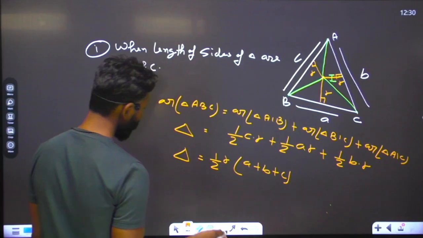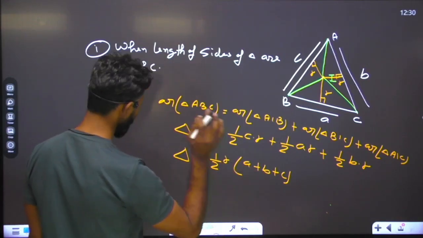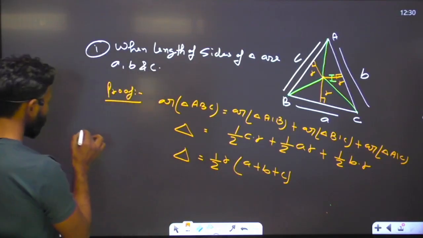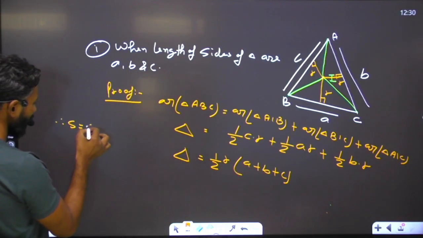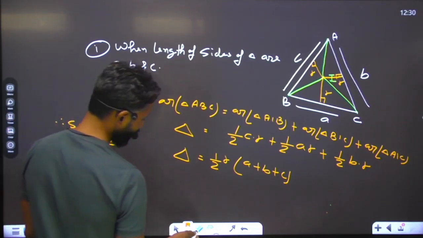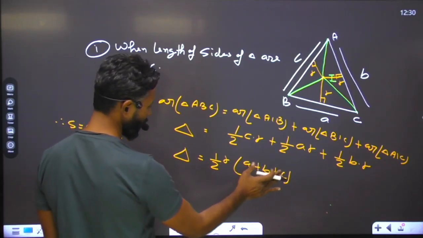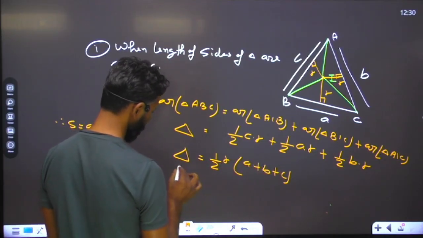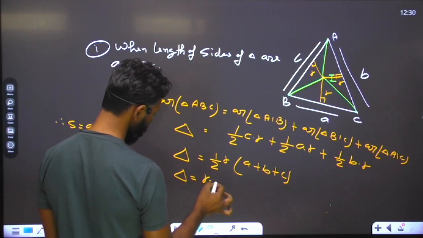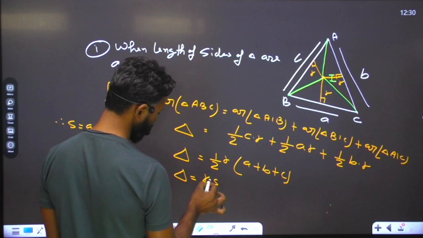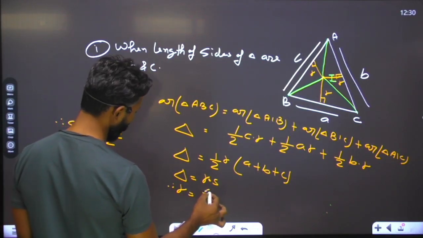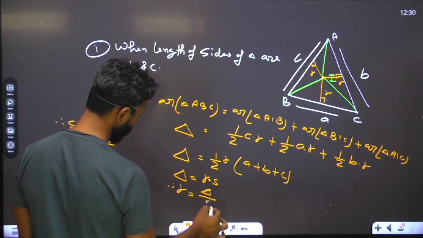1 by 2 R within bracket A plus B plus C. You know that S is equal to A plus B plus C by 2. Understand that? So A plus B plus C upon 2, this is S. So I can say del is equal to R into S. Now I can say R will be equal to del upon S.